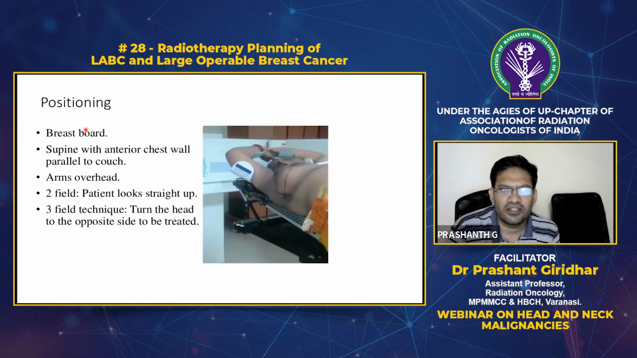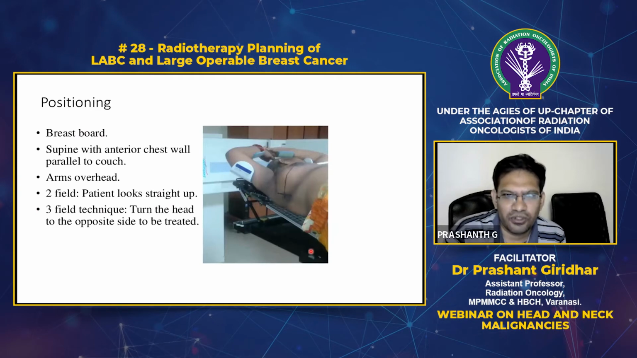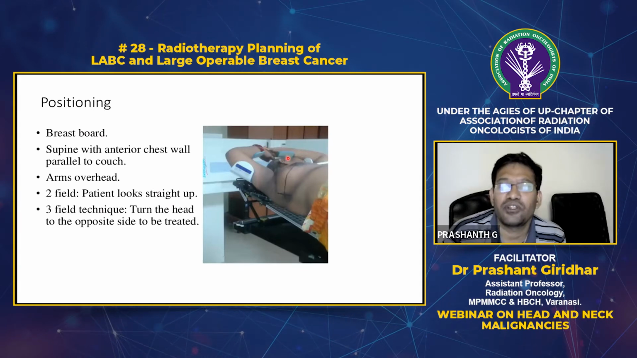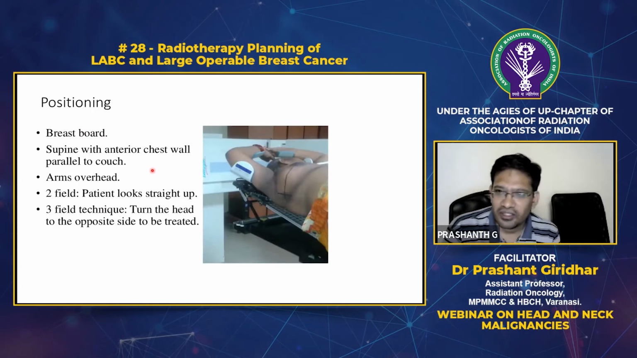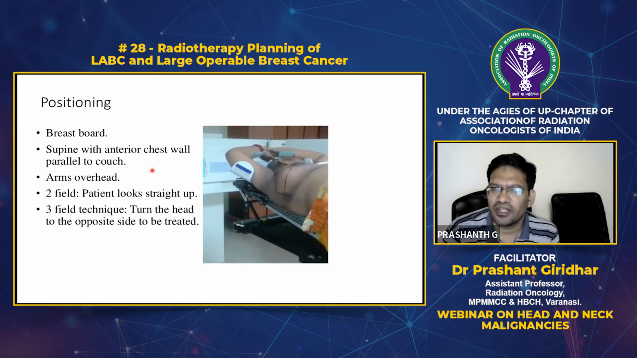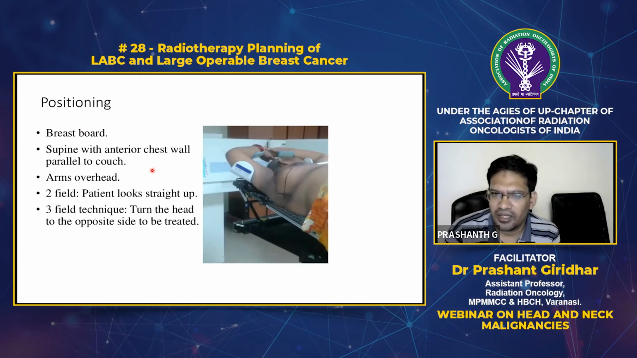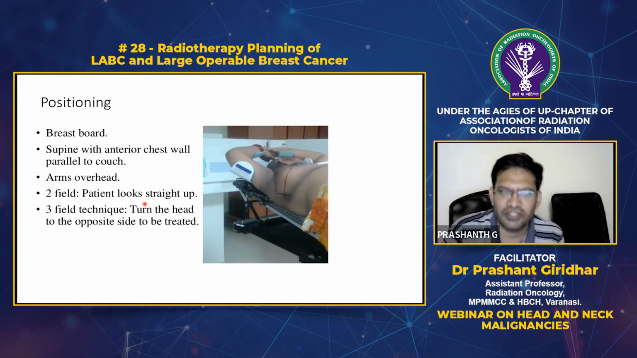So positioning, this is what we have done. We have used a breastboard. The arm is comfortably placed in an armrest. The wrist support is there. And the position of the head can be neutral or it can be turned to the opposite side. Now, if you're using only two tangentials, that is no supraclavicular or axillary radiation required, then the patient looks straight up. If it is three field, that is you also are going to treat the supraclavicular region, then usually the head is turned to the opposite side.